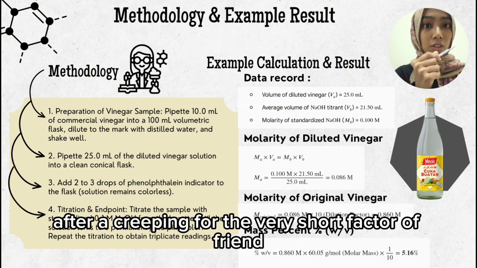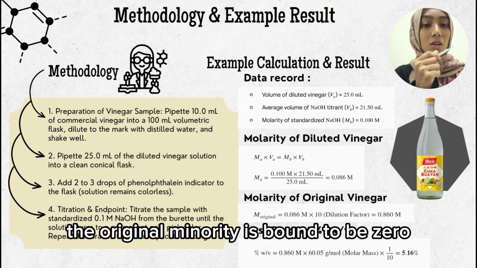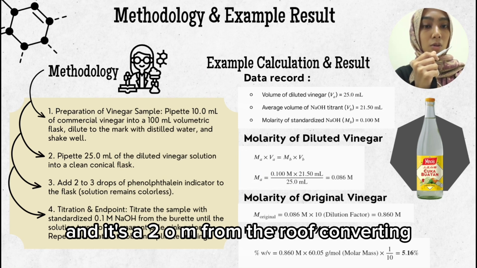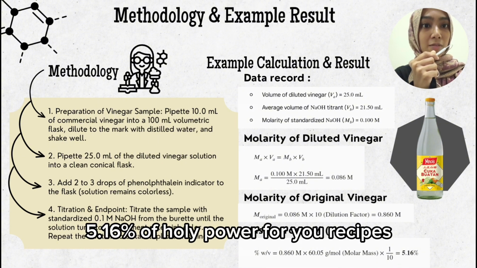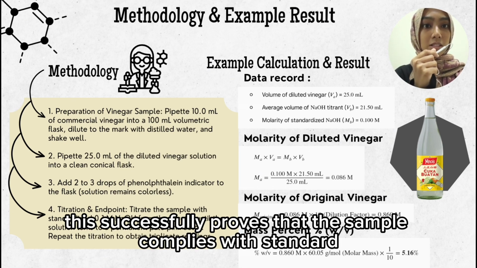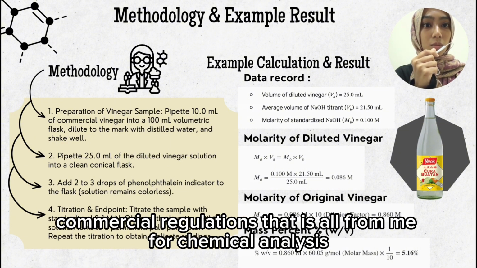After accounting for the dilution factor of 10, the original molarity is found to be 0.860 M. Finally, converting this into mass percent, the vinegar sample contains 5.16% weight over volume acetic acid. This successfully proves that the sample complies with standard commercial regulations. That is all from me for vinegar analysis.